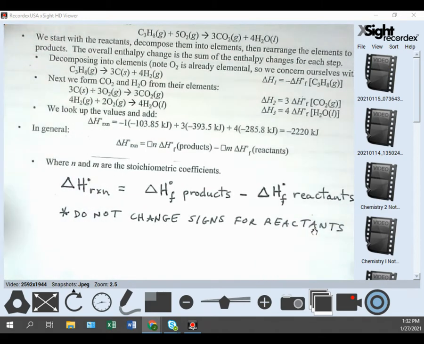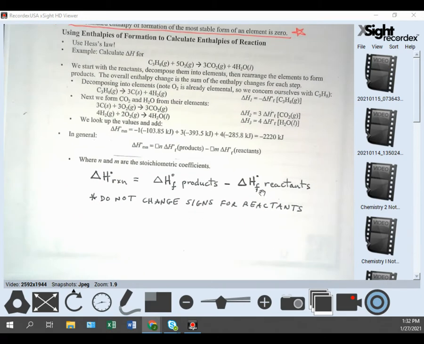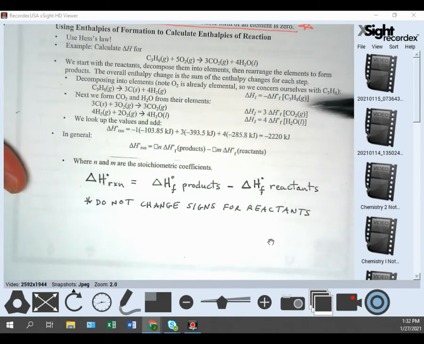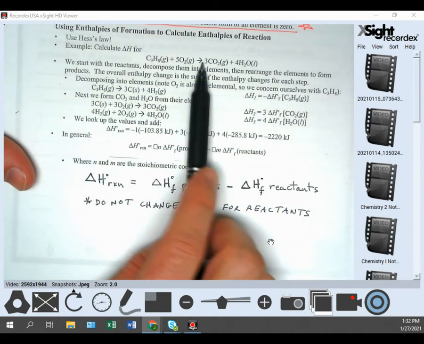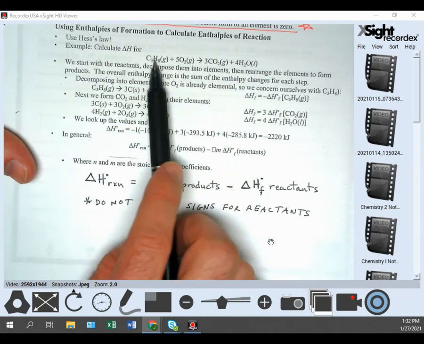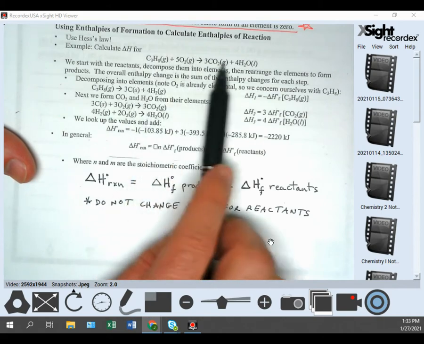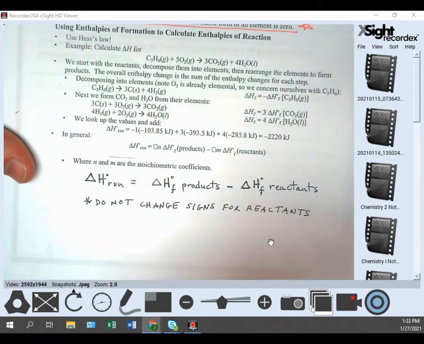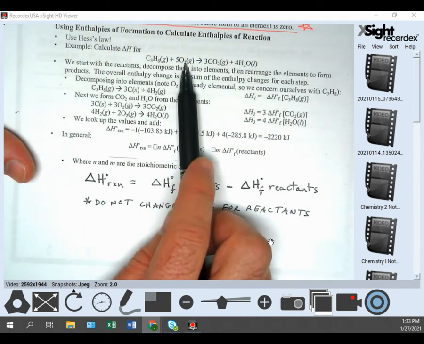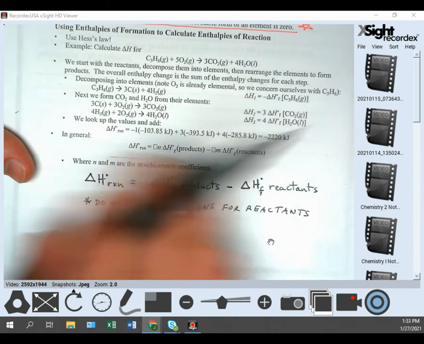All right. Now, what do I mean by that? Well, your book does this thing, and I think it unnecessarily complicates it. It breaks them all down individually. So it'll take everything in here, and it'll break them all down and figure out the delta H of formation for each thing, and then add them all together. But if you do that, you have to change the sign of the reactants. I think that makes it more complicated.